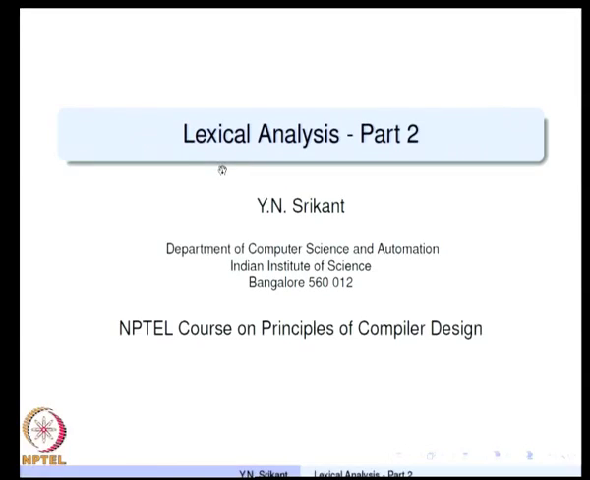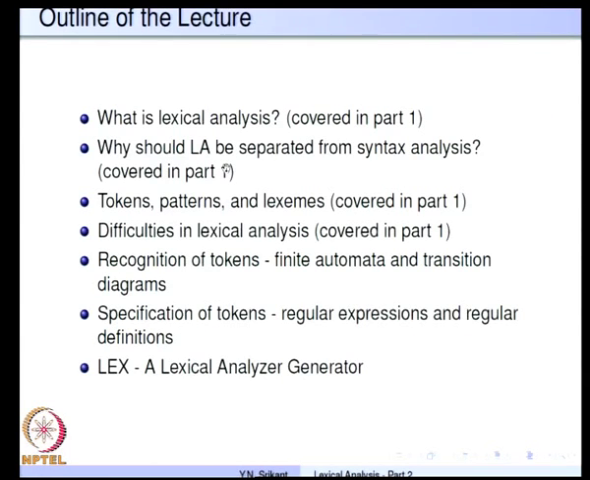Welcome to the second part of lexical analysis. In this lecture, we are going to continue our discussion on lexical analysis.